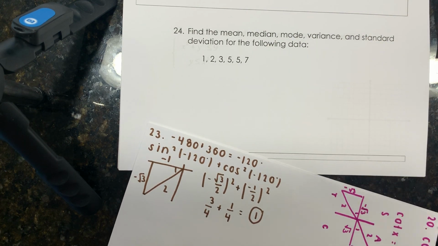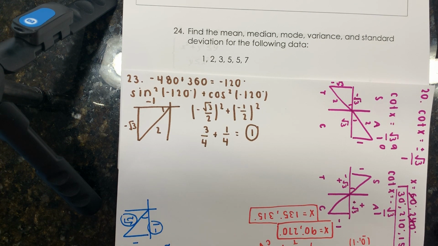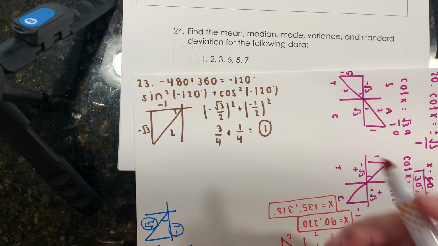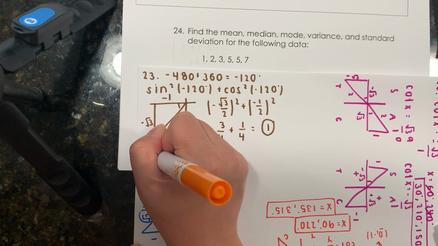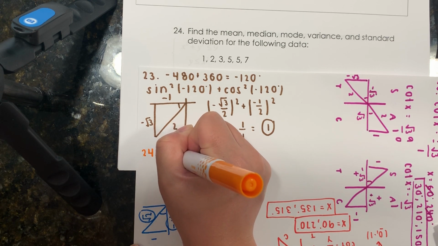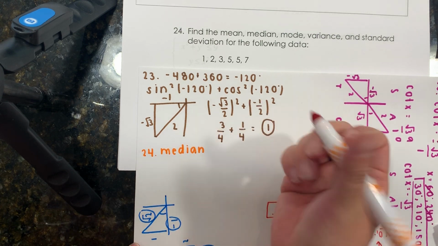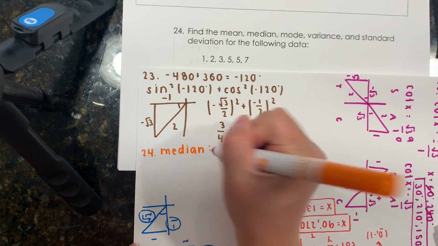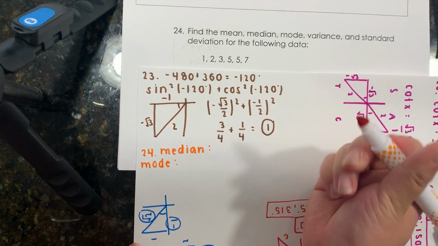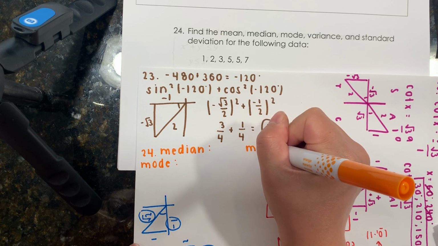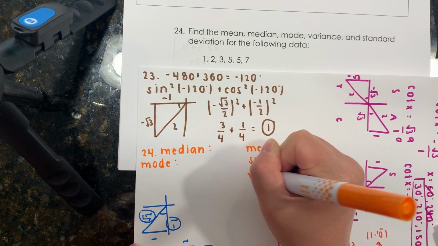Now looking at number 24, I'm going to just squeeze this problem in here. We're going to start by just calculating what the median and the mode are. So this is 24, the median, and the mode. And then using our calculators, we're going to find the mean, the standard deviation, and the variance.